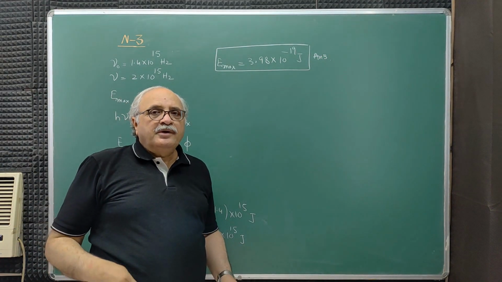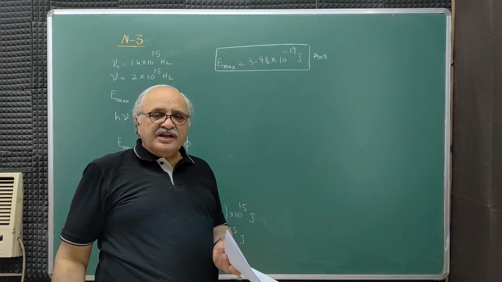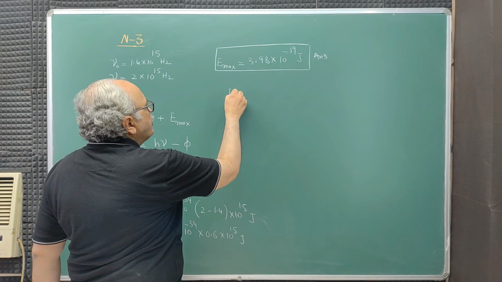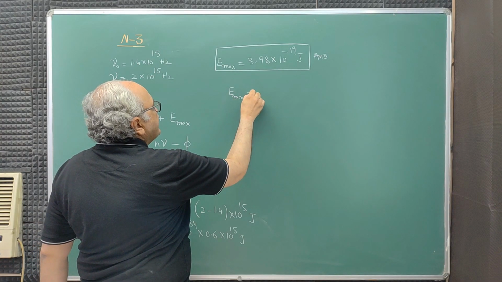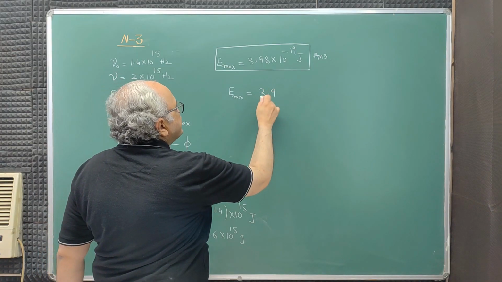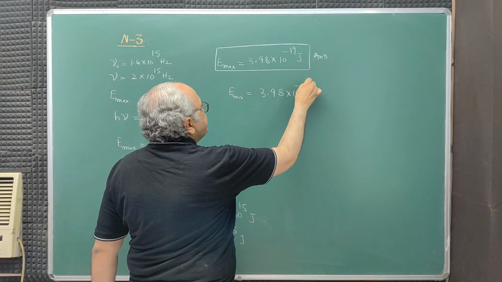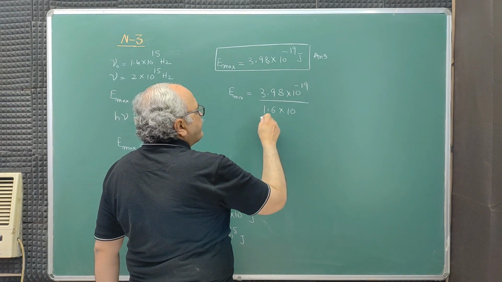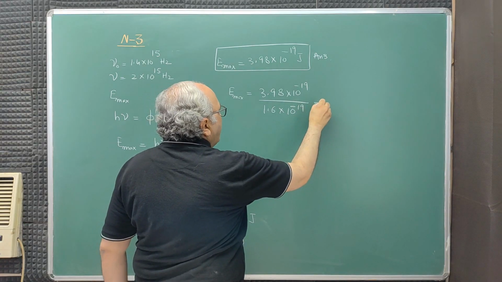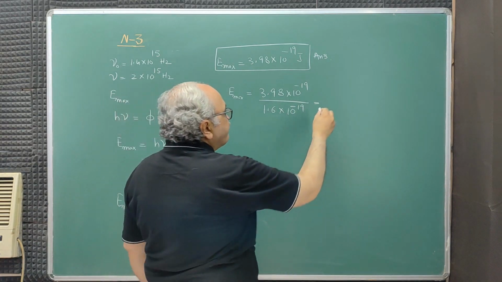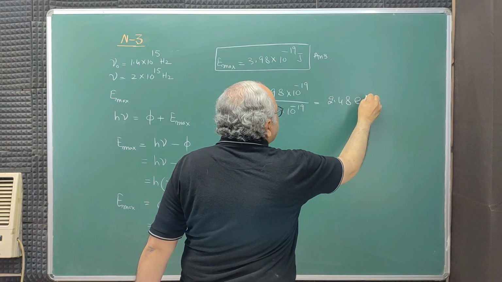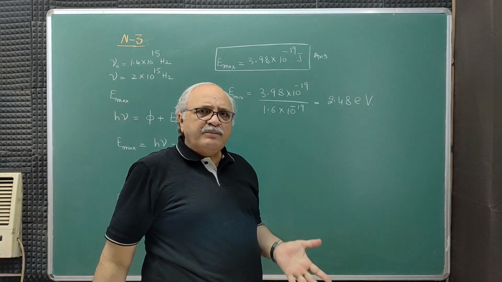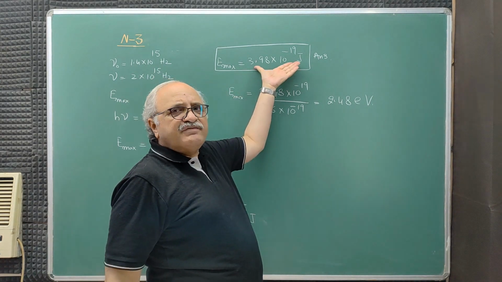Sometimes a question demands that you express it in electron volt. So to convert this energy into electron volt, you can do like this. E_max in terms of electron volt can be written as 3.98 × 10^-19, that is taken in SI system, divided by the charge of electron, that is 1.6 × 10^-19, and if you do that, this will come out to be 2.48 electron volt. If they demand you give it in this unit, or if they simply ask you to calculate the maximum energy, even this is sufficient.